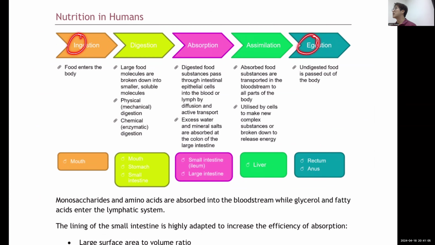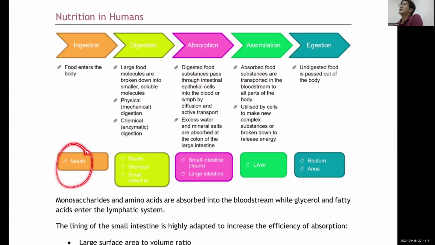Ingestion is where food enters the body, and we reserve this word for organisms with a mouth. Are you thinking of organisms without a mouth? What organisms don't have a mouth? That's why plants don't eat lah. They make their own food. What else? Organisms without mouths.